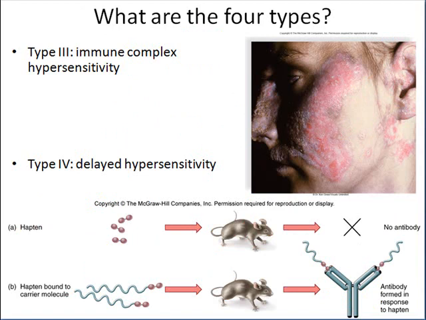The third type of hypersensitivity reaction is called the immune complex hypersensitivity reaction. In this case, rather than having the antigens being attached to a cell, as we saw in type 2, the antigens are free-floating.